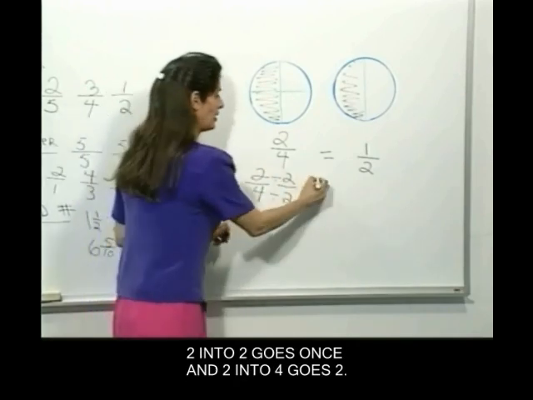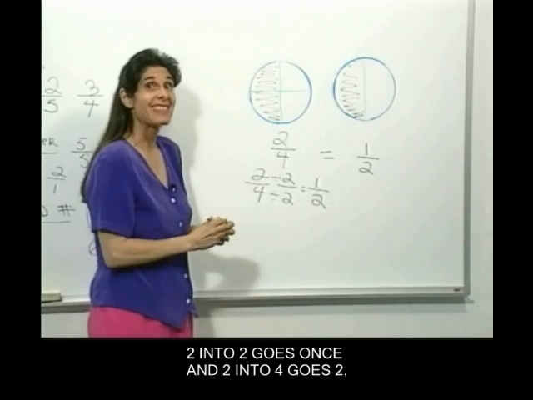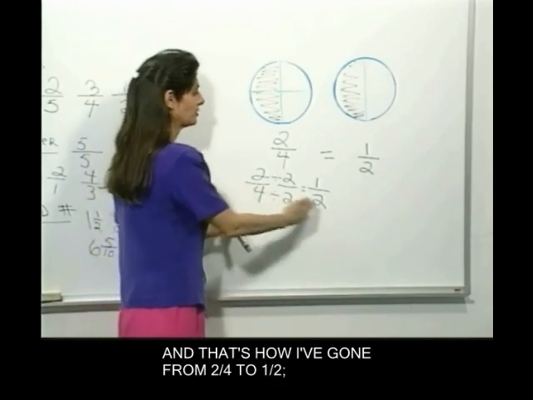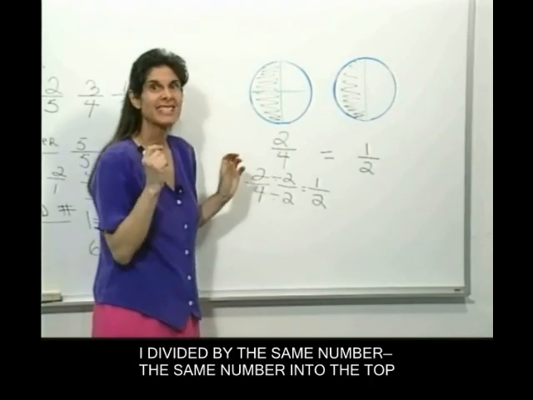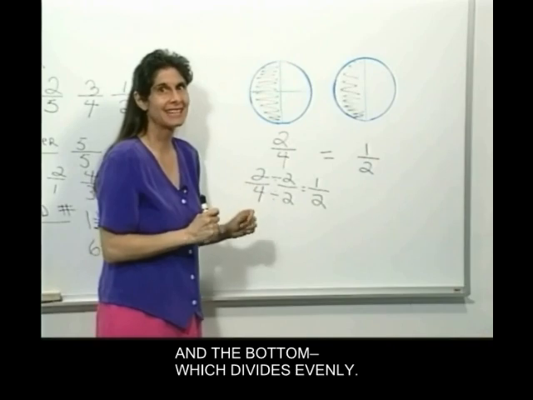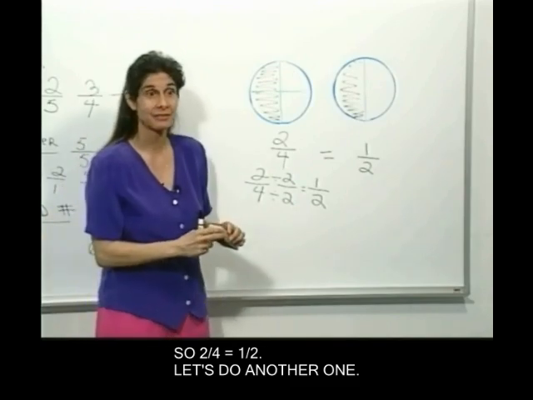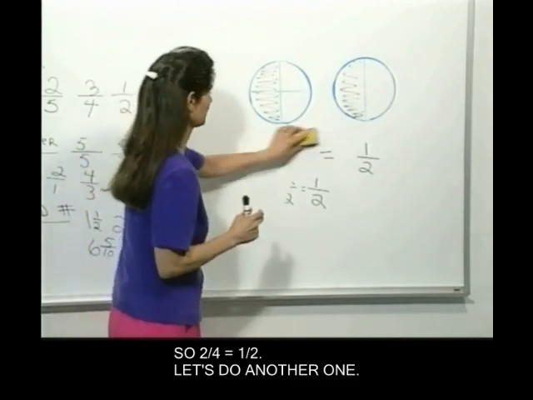2 into 2 goes once, and 2 into 4 goes 2. And that's how I've gone from 2/4 to 1/2. I divided by the same number into the top and the bottom, which divides evenly. So 2/4 equals 1/2. Let's do another one.